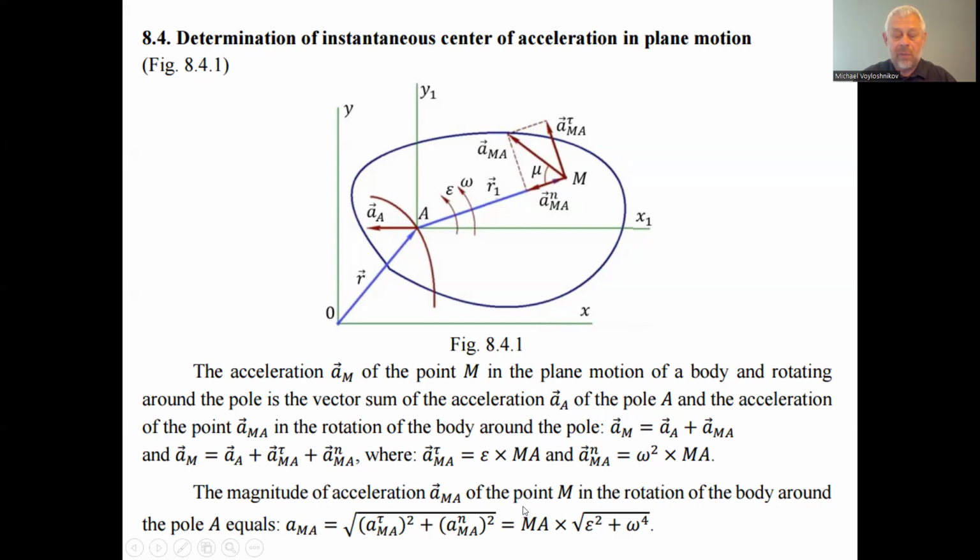So the magnitude of acceleration of the point M in rotation of the body around the pole A is equal to the arm multiplied by the square root of the sum of two terms: the angular acceleration of the body squared, and the angular velocity to the fourth power. The normal acceleration is proportional to the angular velocity squared and the arm, and if we square it again, due to the Pythagorean theorem, we have the fourth degree.